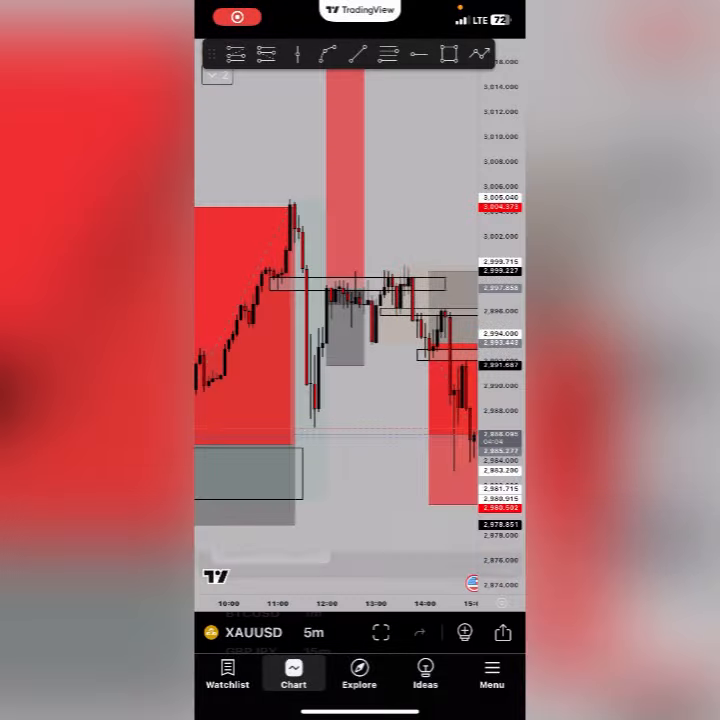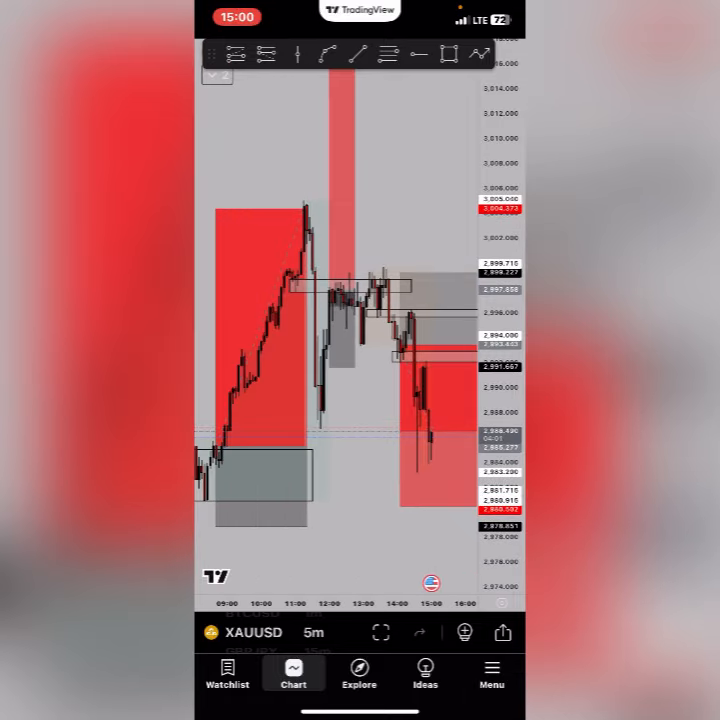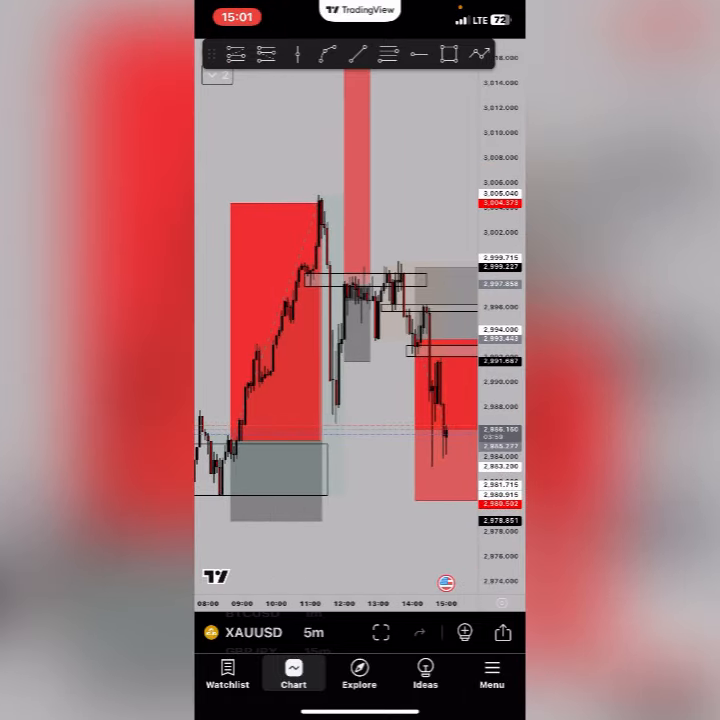All right guys, quick update on the trade I took earlier. So I took a buy, and I even set a buy limit, so I had to delete the buy limit.